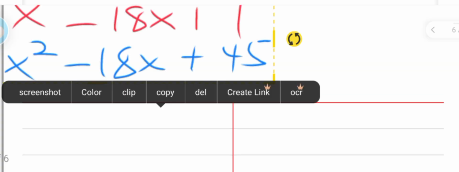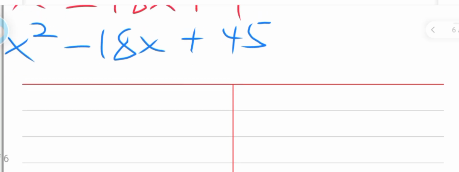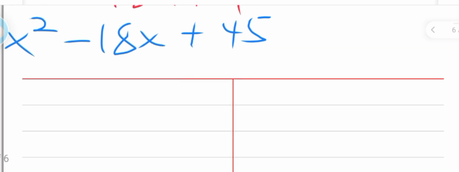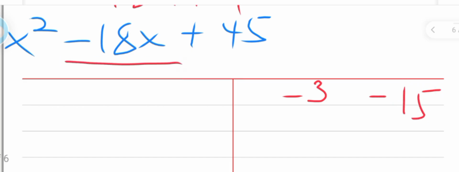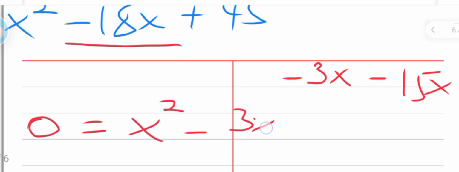Okay, so we have our question on the board, which is x squared minus 18x plus 45. We said the factors that can help us are negative 3 and negative 15. So we replace the 18x with these, attaching x to both of them. Our quadratic equation will now be 0 equal to x squared minus 3x minus 15x plus 45.